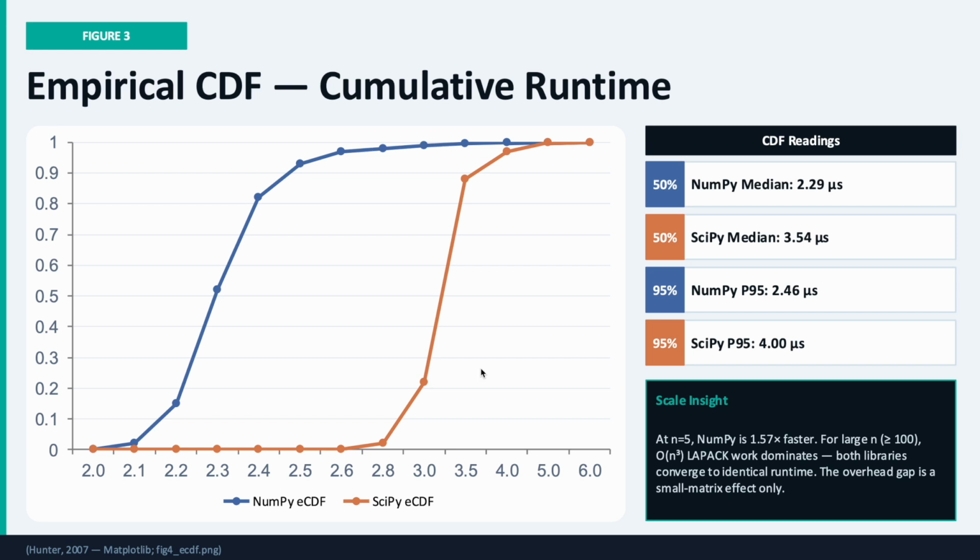For our next figure, we have a CDF, the cumulative runtime. This is a particularly useful way to read data, because you can directly ask questions like: what fraction of NumPy calls finishes within 2.5 microseconds? You can get the exact and precise numbers for each library to see which library was good at what time.